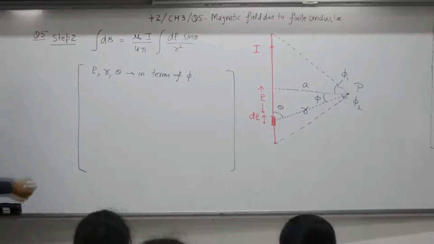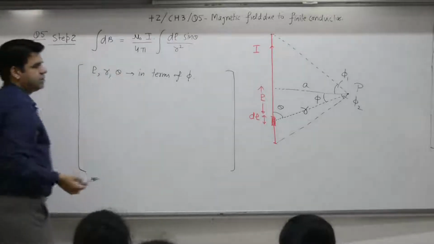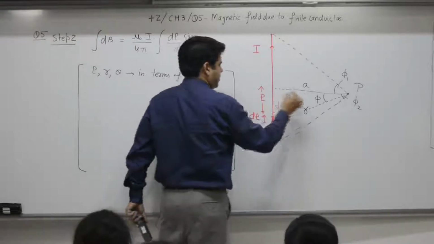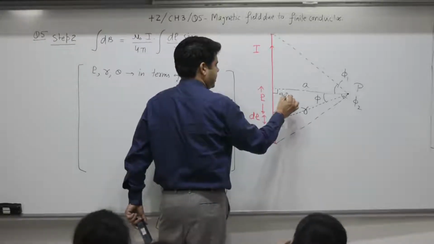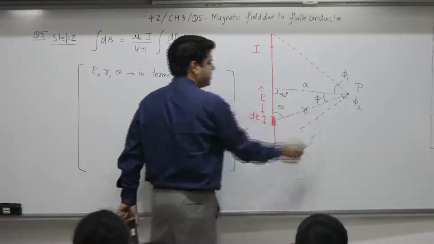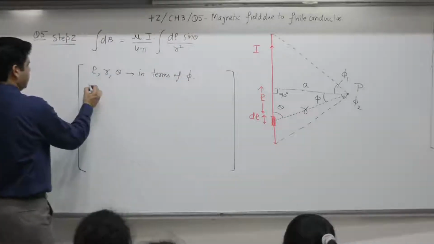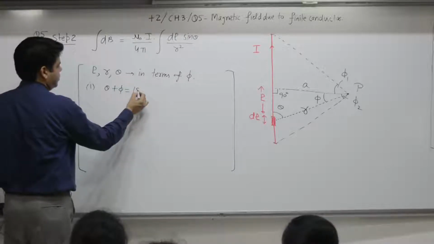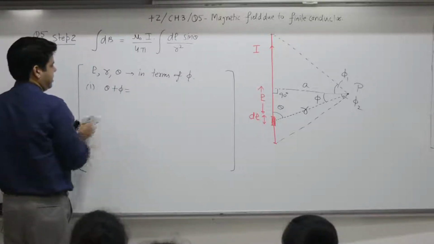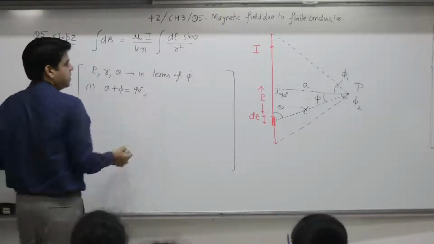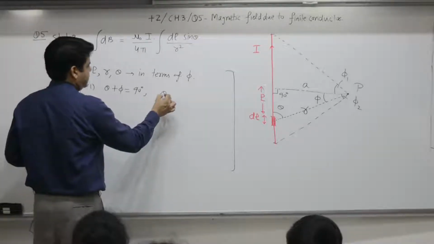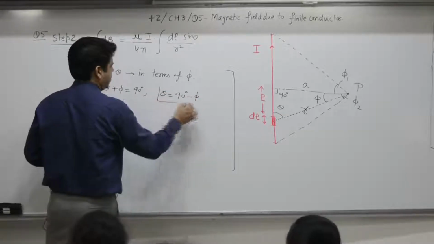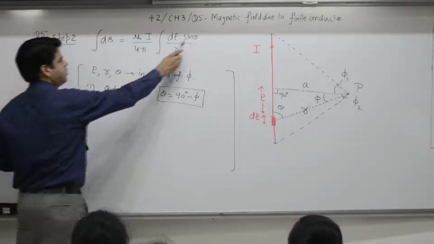Yes, how is theta related with phi? Focus on this triangle. This angle is how much? 90 degree. So theta plus 90 plus phi is equal to 180. So theta plus phi is equal to 90 degree, which means theta is equal to what? 90 degree minus phi. So you have one relationship. Theta you have written in terms of phi.